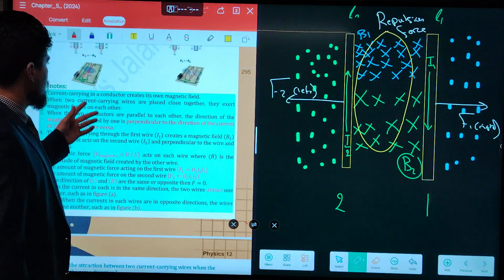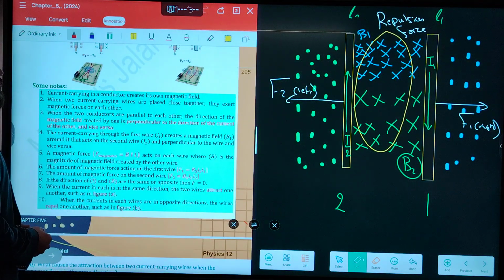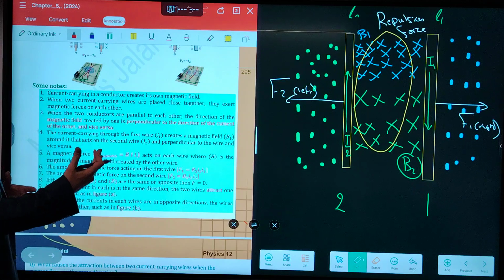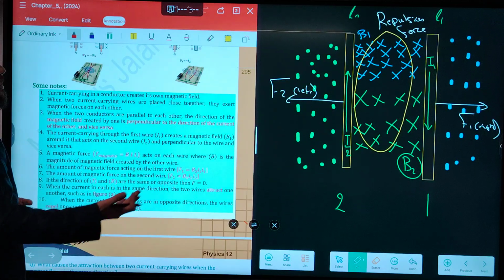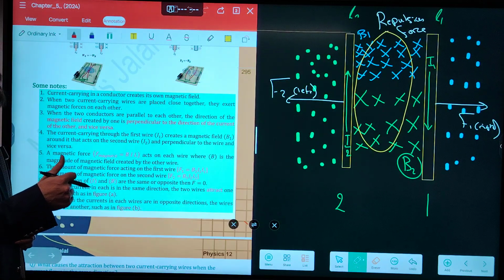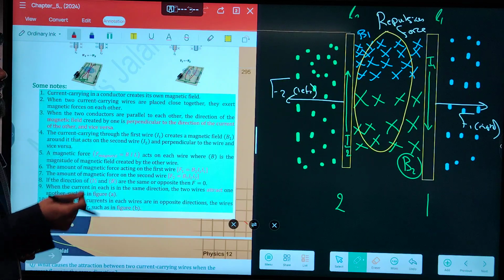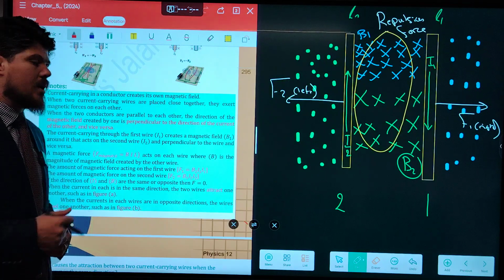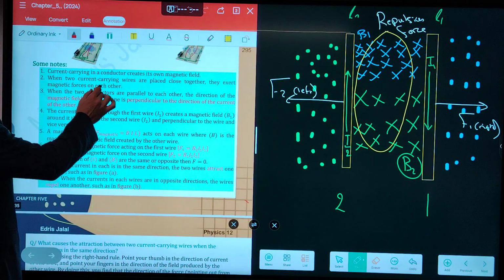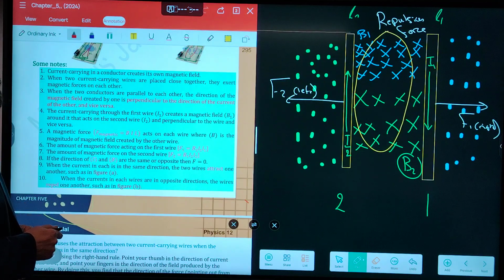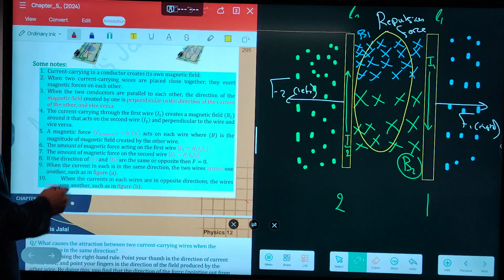And here we have some notes. Current carrying in a conductor creates its own magnetic field. I1 creates B1, I2 creates B2. But F1 is created by B2 and F2 is created by B1. So when two current carrying wires are placed close together, they exert magnetic force on each other.